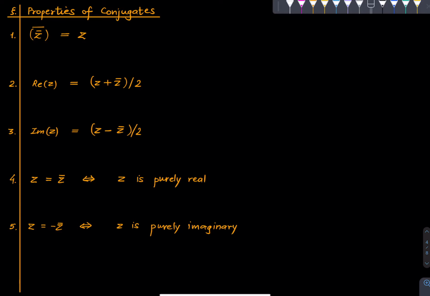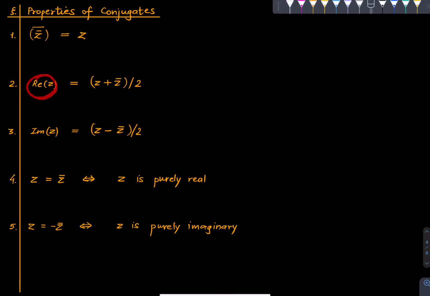The first property is that if you apply conjugate 2 times, you get the original thing back. You can think of it as a geometric consequence, because if taking conjugates is reflection by the x-axis, and you reflect something 2 times by the x-axis, of course you'll get the original thing back. Or algebraically, if z were a plus ib, z bar is a minus ib, and then the conjugate of z bar is a plus ib. So that way also one can see.